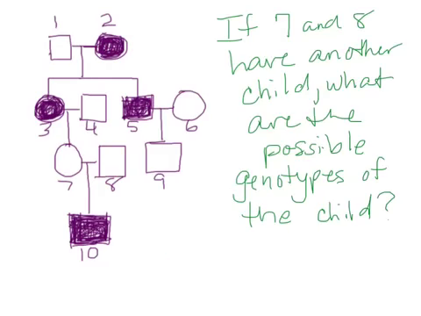Okay, if 7 and 8 have another child, what are the possible genotypes of the child? If 7 and 8 are going to have another child, what are the possible genotypes of the child? To figure that out, you need to know the genotypes of 7 and 8. So pause before you move on to get the answer.